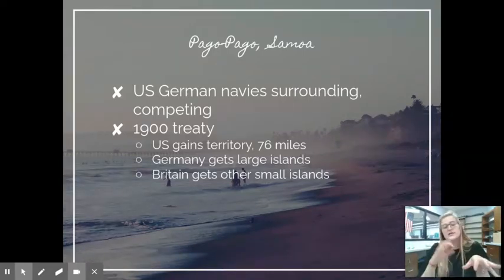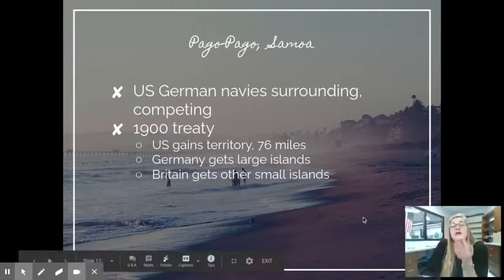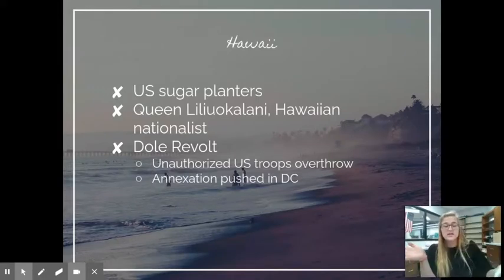And Germany will receive 2 other large islands, and Great Britain, who was just like floating around trying to get some territory too. Other countries are going through this period of imperialism as well. Pick up some islands here and there. So now America has influence in South America, owns some islands in the Pacific, and they're just bolstered in the idea that this is what they're supposed to do. So let's switch to Hawaii, and Hawaii is quite the saga.